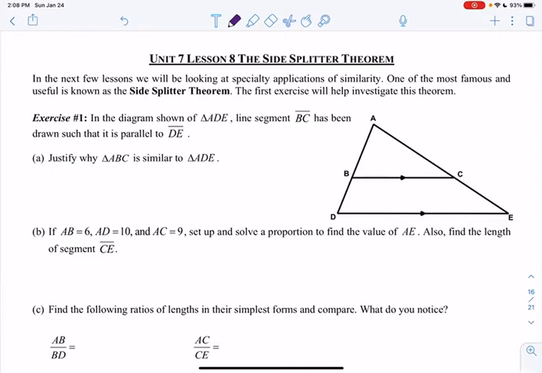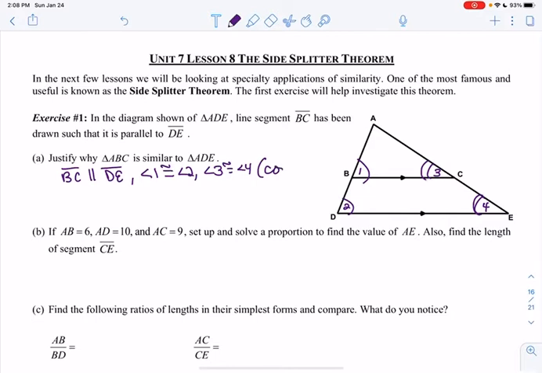So I have triangle ADE, which is the big triangle, and line segment BC has been drawn such that it's parallel to DE, and you can see that it's marked parallel. Justify why the triangles are similar to each other. Now this is something that we've been doing all along, but since BC is parallel to DE, angle 1 is congruent to angle 2 because they're corresponding angles. And angle 3 is congruent to angle 4 because those are corresponding angles.